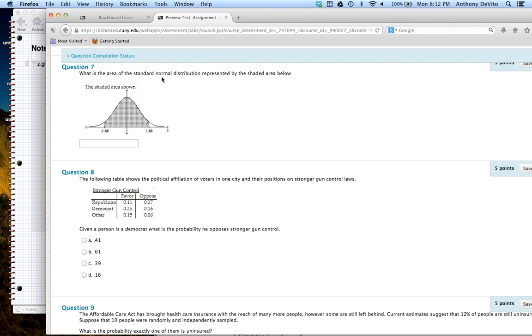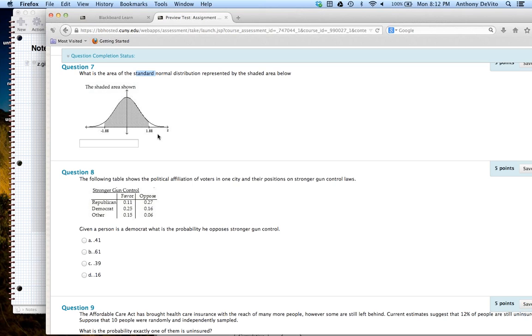What is the area of the standard normal distribution represented by the shaded area below? Negative 1.88 standard deviations, right? This is the standard normal distribution, where the mean is 0, and this is like a z-score, right? Same as a z-score. So what's the area that's represented in there? Well, let's see, it's minus 1.88 and plus 1.88.